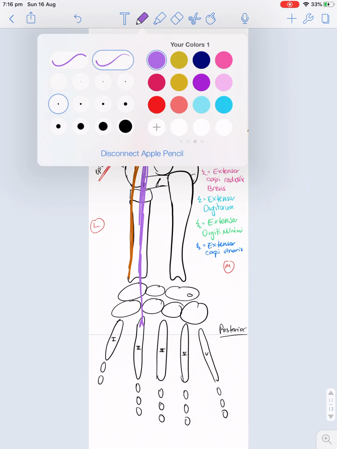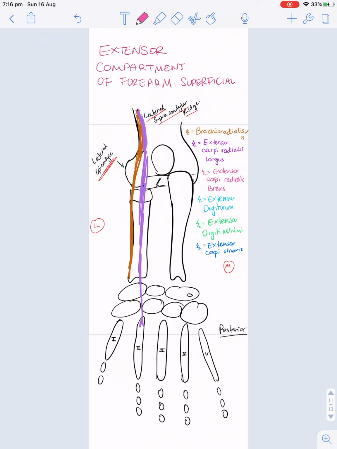Then we have the abbreviated version of that muscle, the shorter version of that muscle, which is going to be the extensor carpi radialis brevis, and this is one of the first muscles that originates from the lateral epicondyle. The extensor carpi radialis brevis will insert into the base of the second metacarpal again, but it will also insert into the base of the third metacarpal.